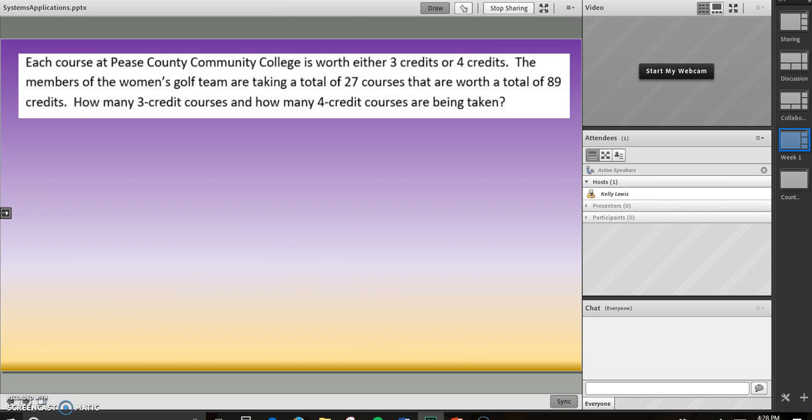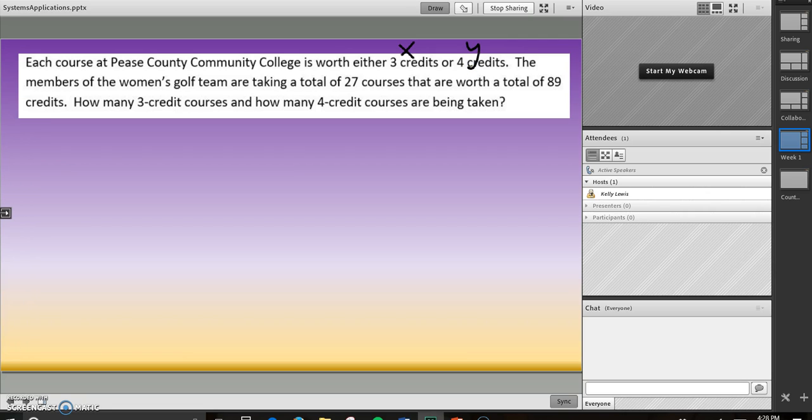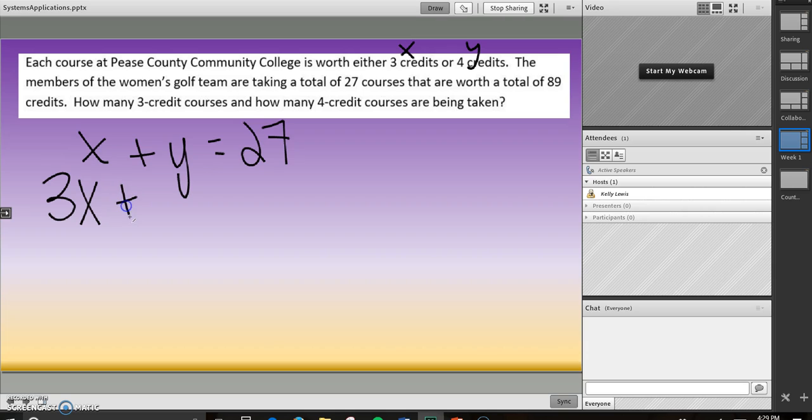All right, so each course at the Pease County Community College is worth either 3 credits or 4 credits. So let's call the 3 credits x, 4 credits y. The members of the women's golf team are taking a total of 27 courses, so if you add them up, you get 27 courses. And they're each for a total of 89 credits. So you've got 3 credits and 4 credits, and it's worth a total of 89 credits.